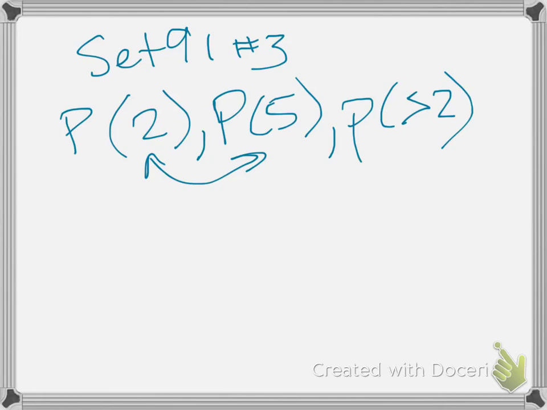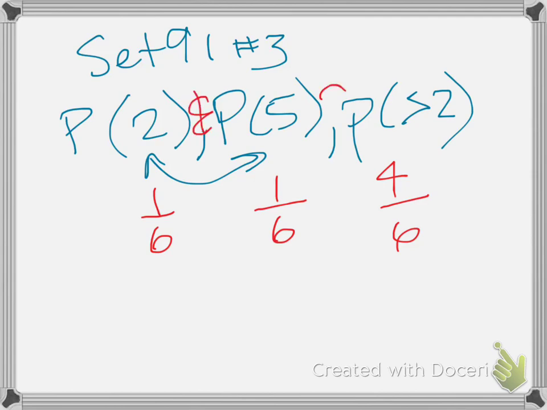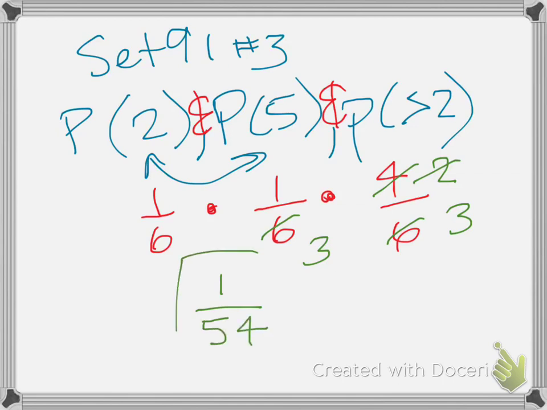So probability of getting a 2 is going to be 1 out of 6. Probability of getting a 5 is 1 out of 6. And probability of getting something greater than 2 is going to be 4 out of 6. And it said "and," which means multiply. Okay, so the only other thing I'm going to do to make this easier is to turn that into a 2/3. Then I can turn that into a 3 here. So I end up with 1 over 9 times 6 is 54. 1 over 54 for the answer.